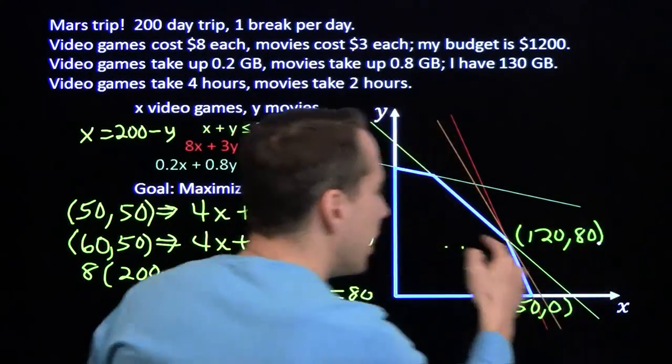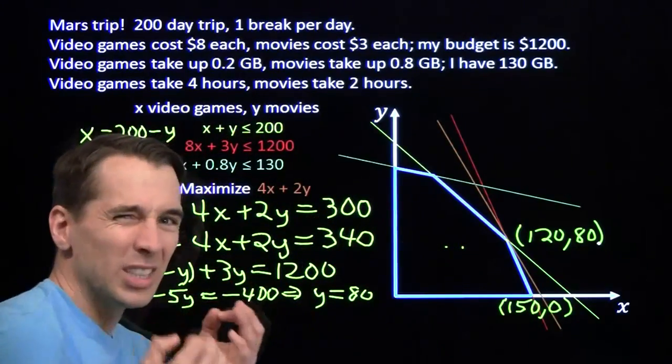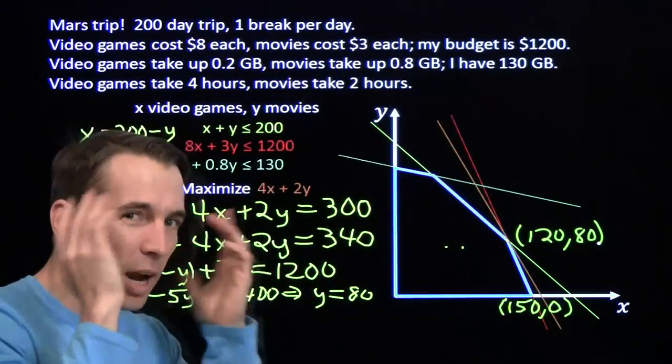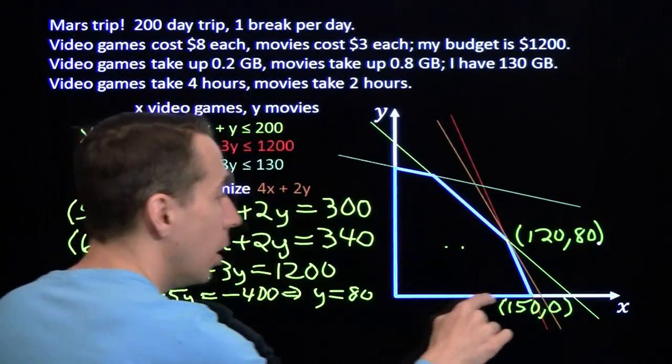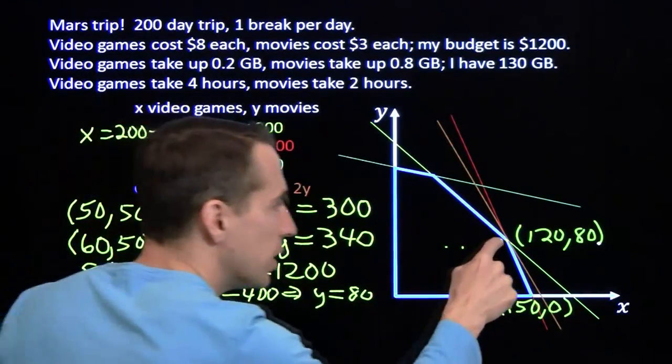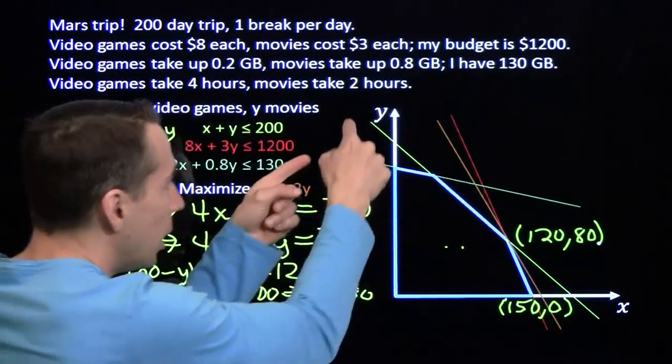So this is how we can find all of our corner points. So we actually kind of didn't even have to draw the graph. The graph gave us good intuition, but now that we know that all we have to do is test the corners here, we can solve these systems of equations to figure out what all these corners are.